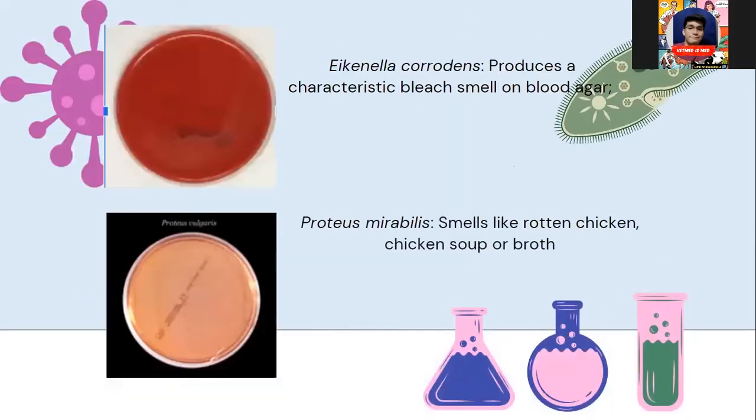And then we have Eikenella corrodens, produces a characteristic bleach smell on blood agar. It is a small gram-negative bacilli or coccobacilli that is associated with human bite wounds. Lastly, Proteus mirabilis smells like rotten chicken, chicken soup or broth, associated with UTIs, burn and wound infections, outer ear infections, and formation of kidney stones.